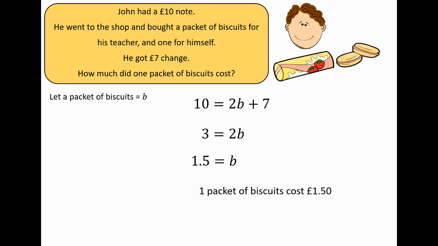And the reason why we form this equation is because 2 packets of biscuits plus the £7 change back together is equal to the £10 he had initially. Okay, so therefore it's 2 packets of biscuits, which is 2b. Remember we said let a packet of biscuits be equal to b. So it would be 2b plus 7 is equal to 10. You need to solve that equation. B is equal to 1.5. So therefore 1 packet of biscuits would be £1.50.